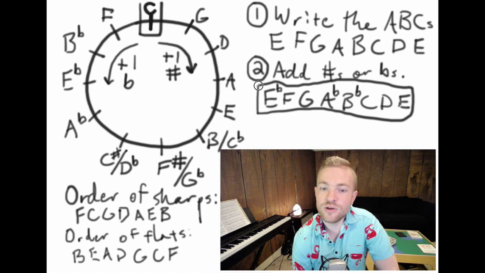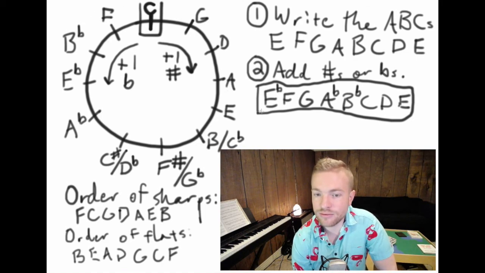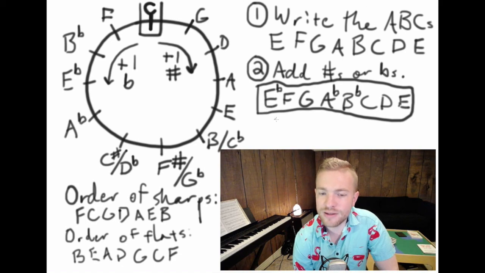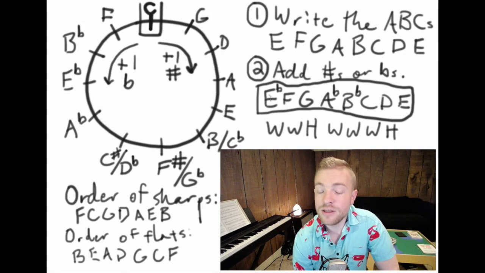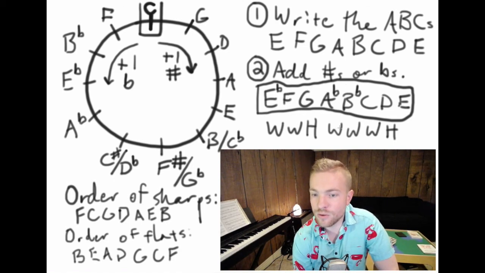If you just follow these 2 steps, you'll be able to write any major scale for any key that you would ever encounter, okay? And you might have heard of some other methods of writing scales, like for example, some people talk about the whole, whole, half pattern of every major scale. And what that refers to is that in this scale, from E flat to F, that's a whole step. From F to G is a whole step. From G to A flat is a half step. From A flat to B flat is a whole step.